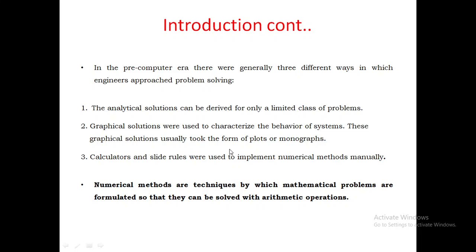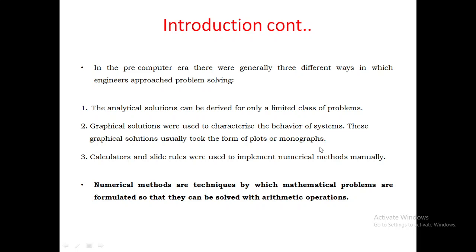Then see, the second method is the graphical method. Let the function be y equal to f(x), or y equal to f(x) equal to 0. The root of the function lies where f(x) is equal to 0. The graphical solutions were used to characterize the behavior of the system. This graphical solution usually took the form of a plot or nomographs.